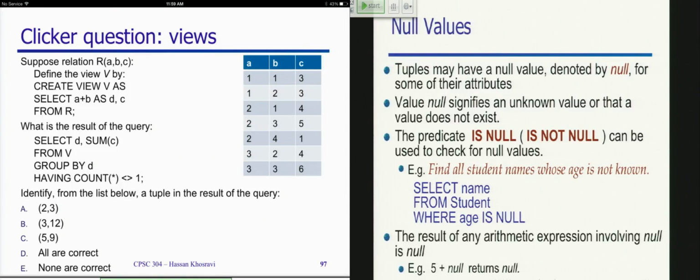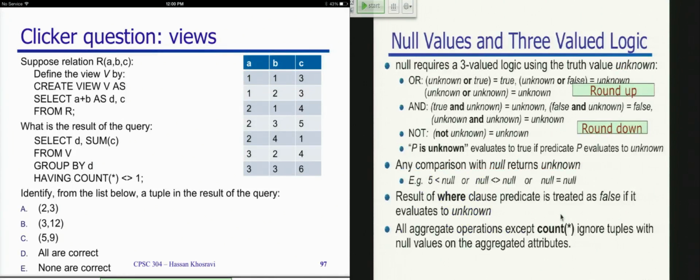So what is 5 plus an unknown value? It's an unknown value. You can also run boolean operations with null. If you have something which is unknown or true, then the value is true. If you have something which is true and unknown, the answer is unknown. Because if this is true, this will be true. If this is false, this will be false. And if you negate unknown, then it's still unknown.